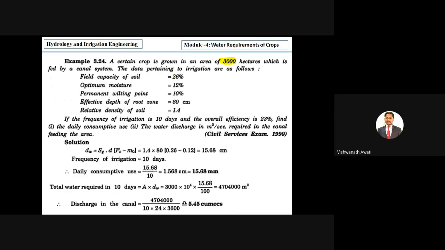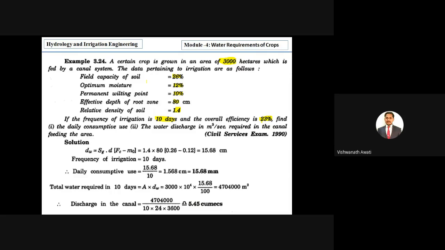Field capacity of soil they have given 26%, optimum moisture content 12%, permanent wilting point 10%, effective depth of root zone 80 centimeter, and relative density of soil 1.4. If frequency of irrigation is 10 days and overall efficiency is 23%, find daily consumptive use and the water discharge in meter cube per second required in canal feeding the area, right?